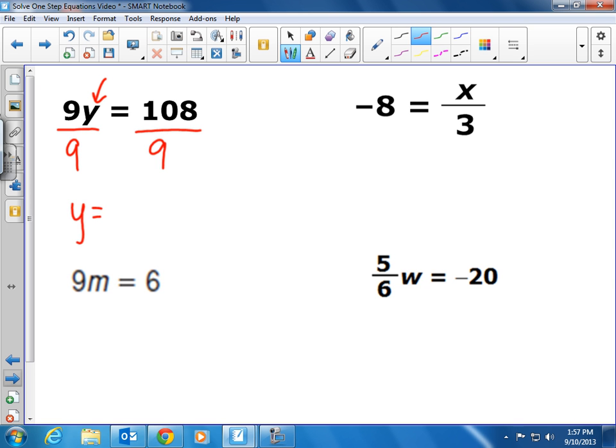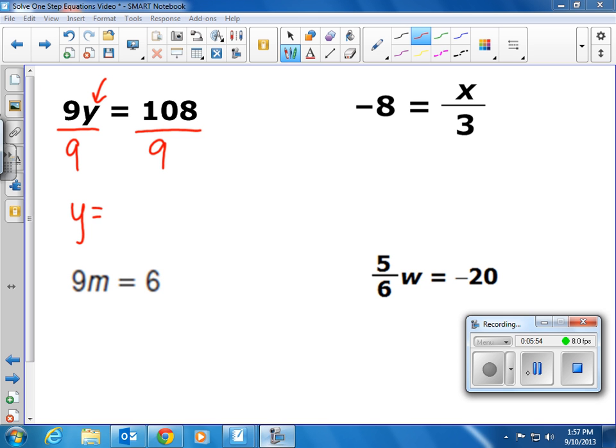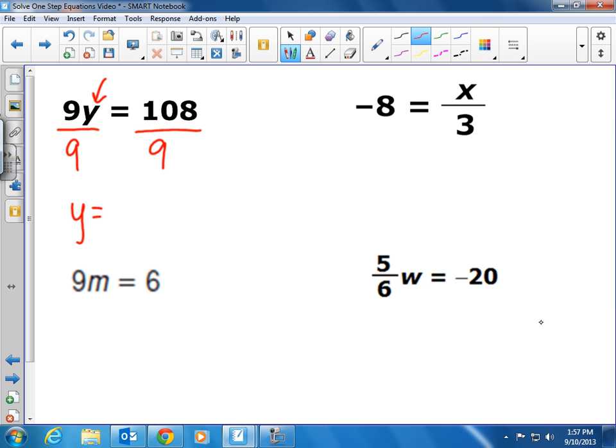All right? So, if I go ahead and divide 108 by 9, I see that that answer is 12. So 12 is the number that goes in for y. 9 times 12 does equal 108. I started with the multiplication problem. I was able to get y by itself by dividing by 9. 9 divided by 9 is 1, so that's how those things cancel.